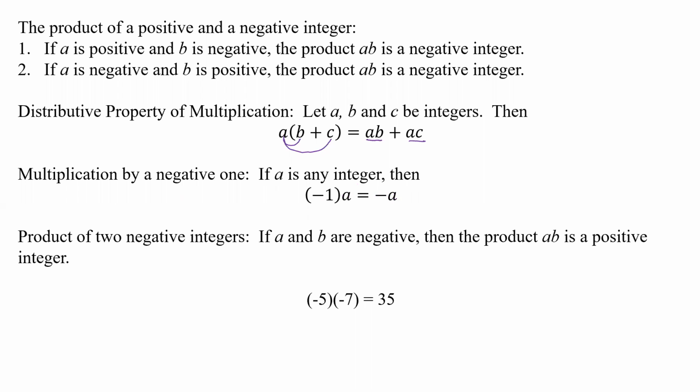And we have the product of two negative integers. So if a and b are negative, then the product a times b is going to be positive because two negatives multiplied together become positive. And so, negative 5 times negative 7 gives us a positive 35. And so what happens is kind of like if we had a negative 4, that becomes positive. Well, here if we multiply a negative times a negative, that's a positive as well.